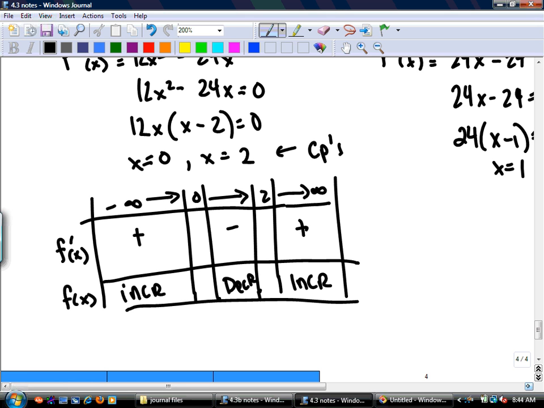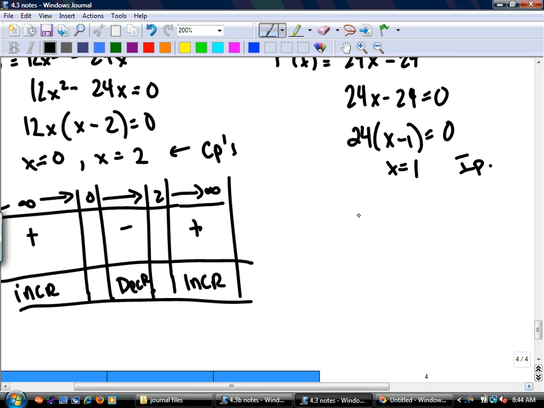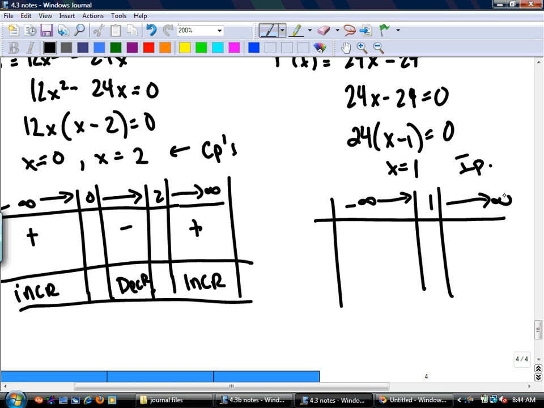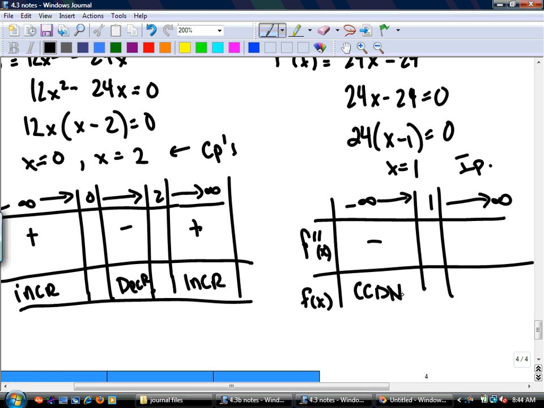And now we'll come over and build another table. Negative infinity to 1, 1 to infinity. So negative infinity to 1, positive times a negative is a negative, concave down. And then 2, positive, positive, concave up.